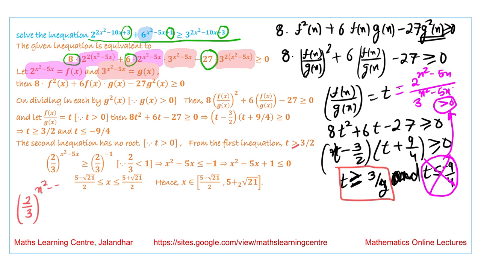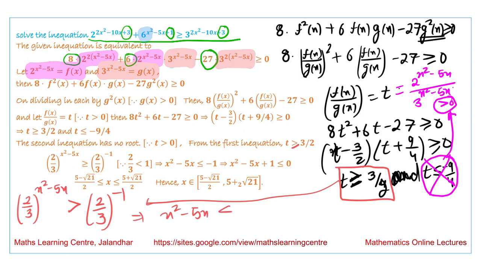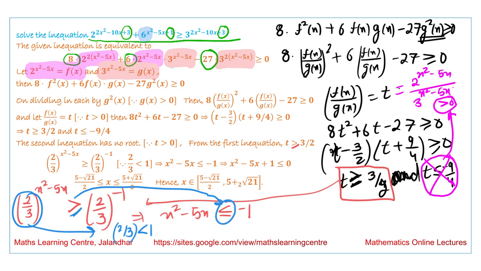x square minus 5x is greater than 2 by 3 raised to the power minus 1. We're talking about this condition over here. So this implies that x square minus 5x should be less than or equal to minus 1. Why? Because the base 2 by 3 is less than 1, so the sign will be reversed. Earlier it was greater than or equal to, now it is less than or equal to.